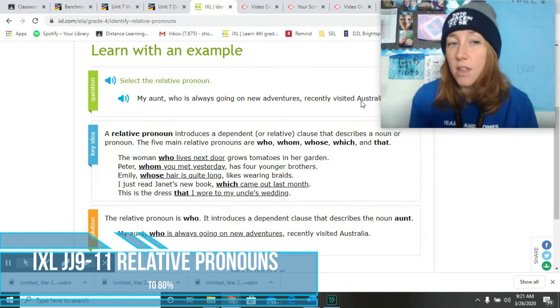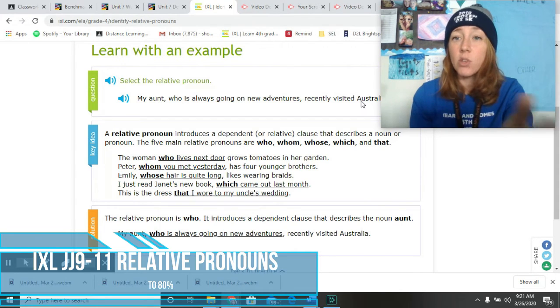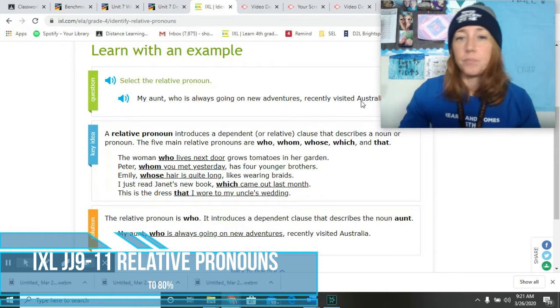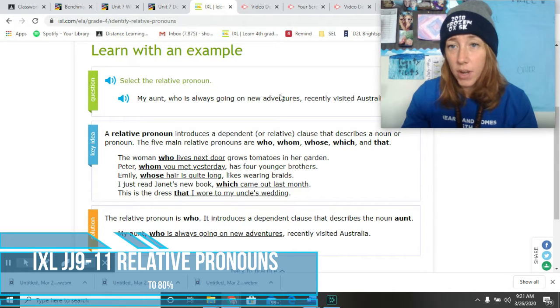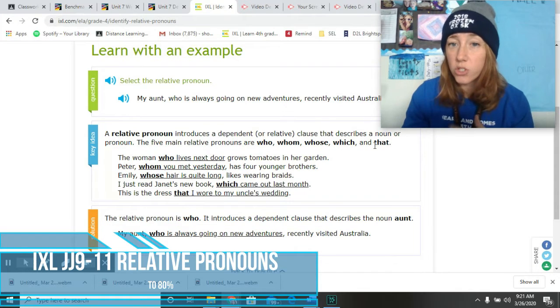That makes total sense. But when I say my aunt, who's always going on new adventures, recently visited Australia, I'm giving you a little more detail so you can kind of picture my aunt better in your head, right? So the way it starts is with who. Who is a relative pronoun. Who, it's describing my aunt. So I could say my aunt, she's always going on new adventures, but I can put who there. So these are the ones that you usually use for relative pronouns. Who, I'm not doing well with that. Who, whom, whose, which, and that.